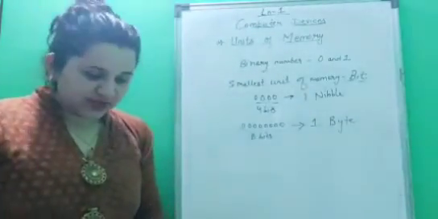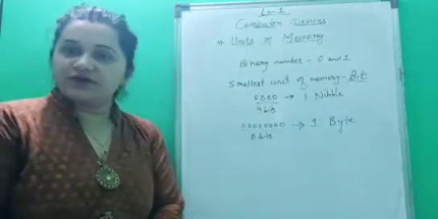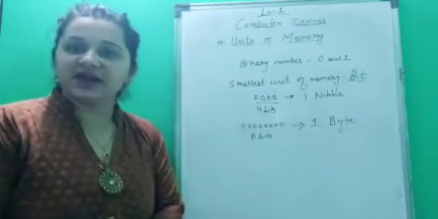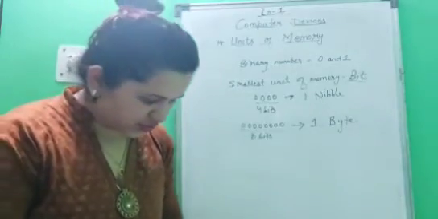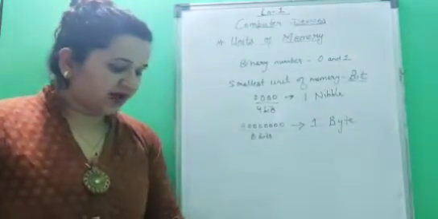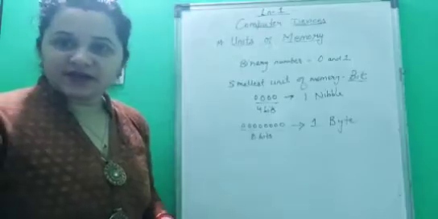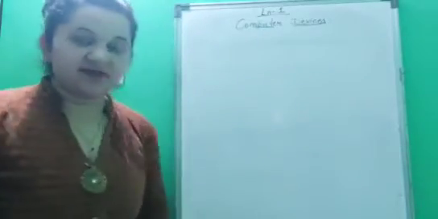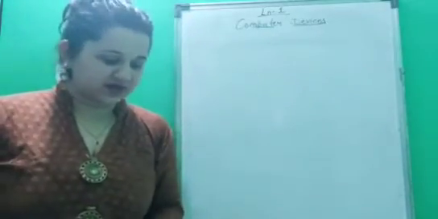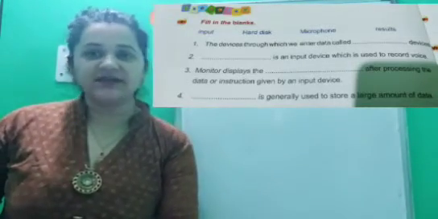So children, we have come to the end of this chapter. Now let us start with the exercise questions. Come to page number 12. Here comes the first question. Fill in the blanks. Just look at the screen, I will be reading the question from the book. 4 options are given. You have to write down the answers in the correct statements.